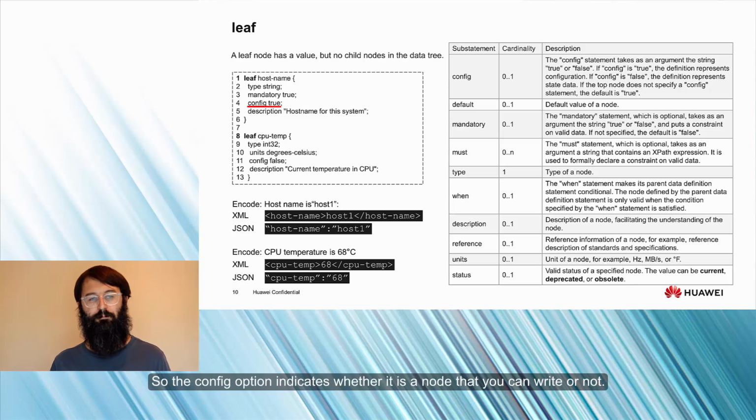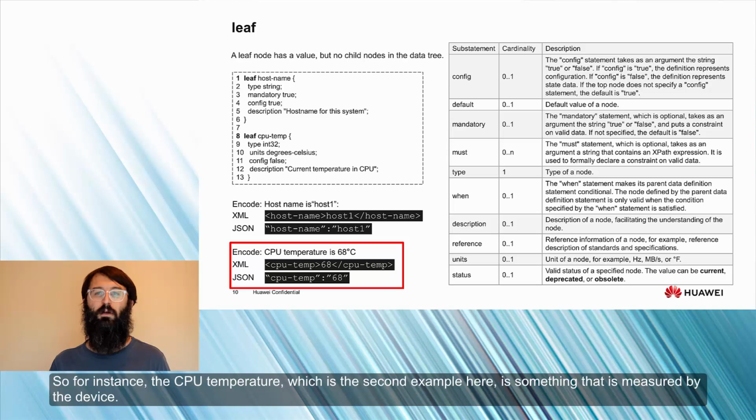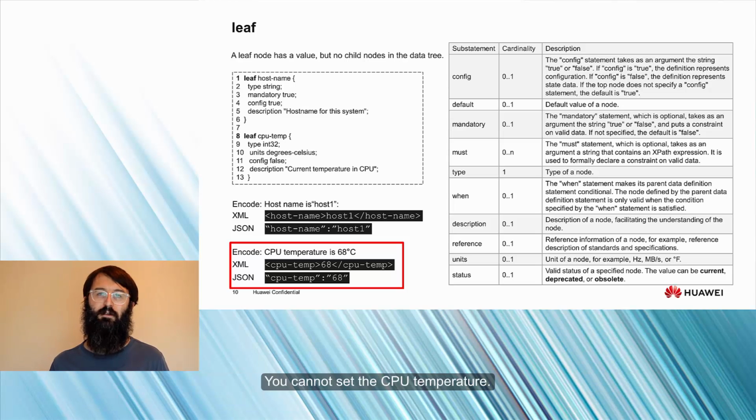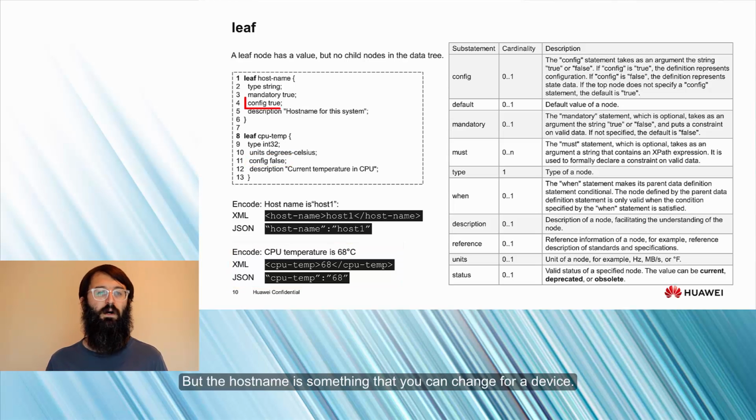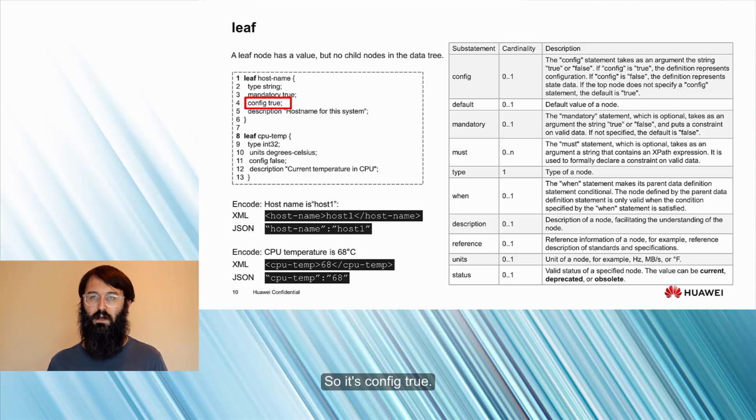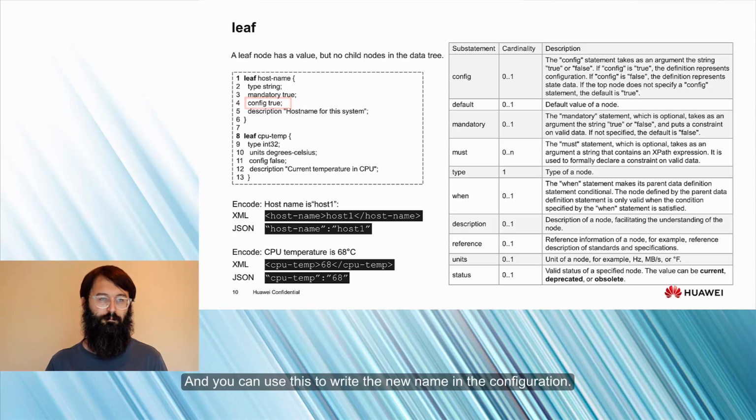The one option that is very interesting for Yang is the config. So the config option indicates whether it's a node that you can write or not. So for instance, the CPU temperature, which is the second example here, is something that is measured by the device. You cannot set the CPU temperature, so it's config false. But the host name is something that you can change for a device, so it's config true, and you can use this to write the new name of the configuration.